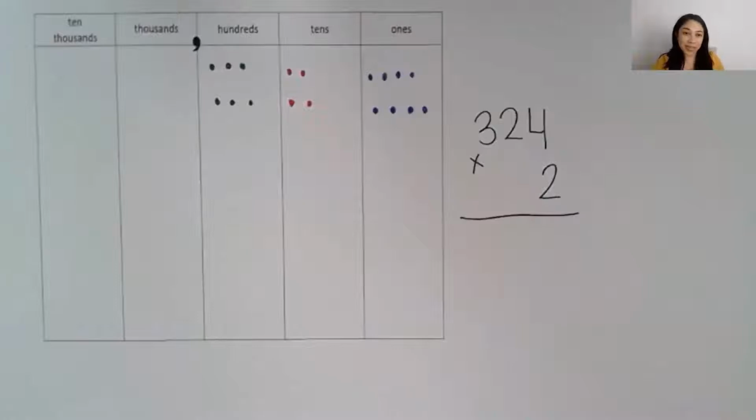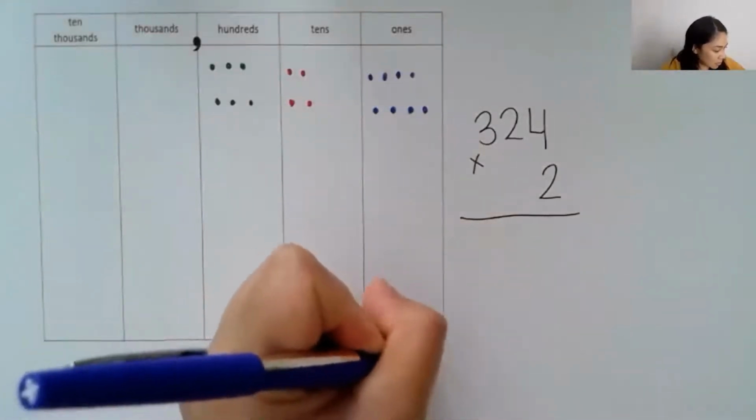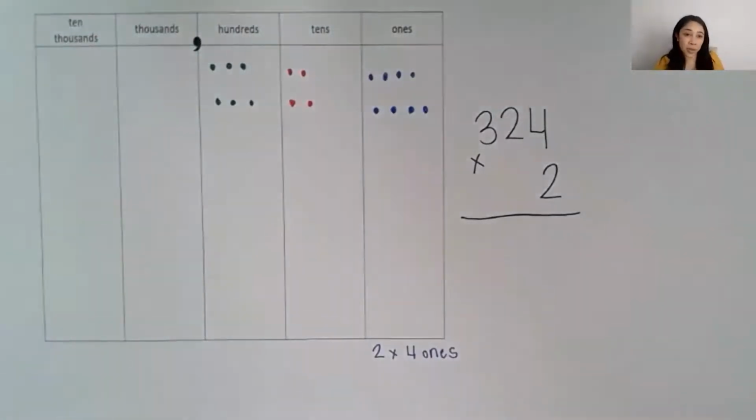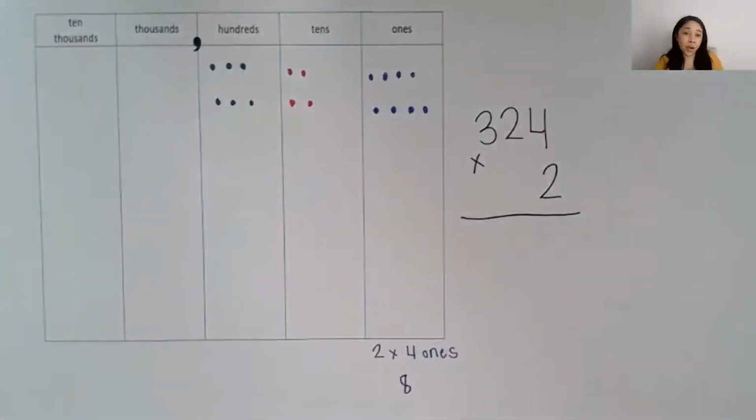Let's look now at the ones. What is the total value of the ones? 2 times 4 ones equals 8 ones. Let's write 2 times 4 ones under the ones column. What is the value of 2 times 4 ones again? 8. We're going to go ahead and record the total number of the ones here below, just like we did. And we're also going to include it in the problem.